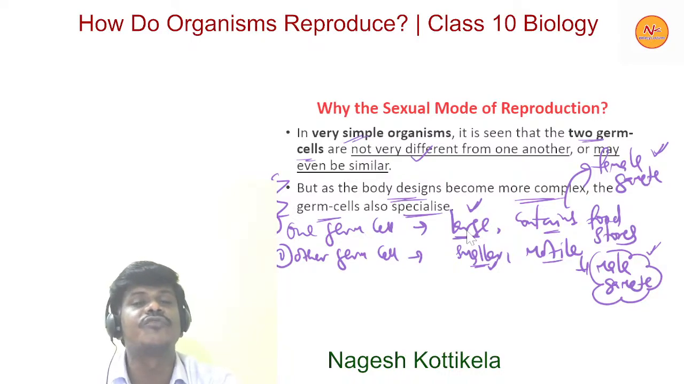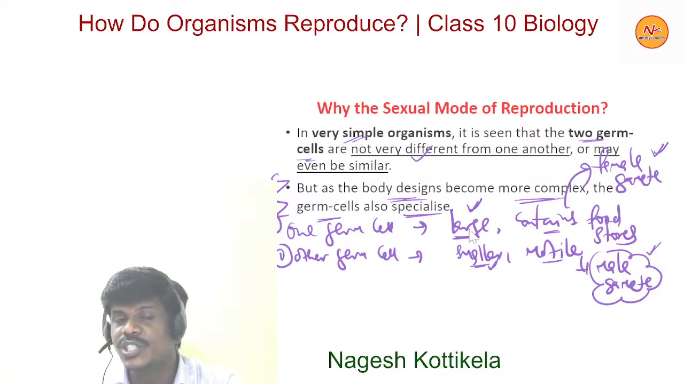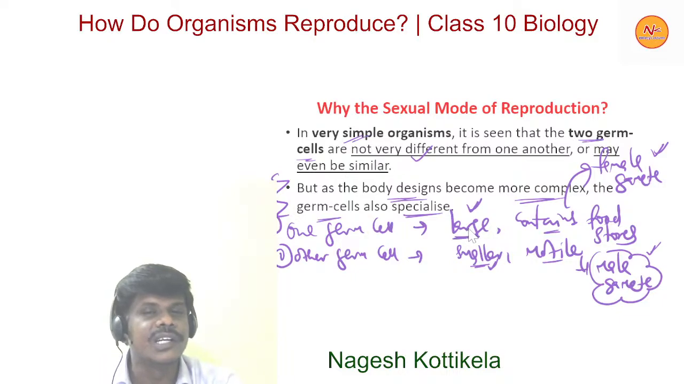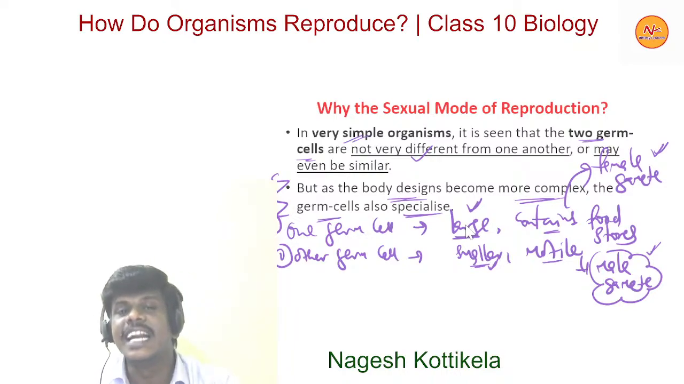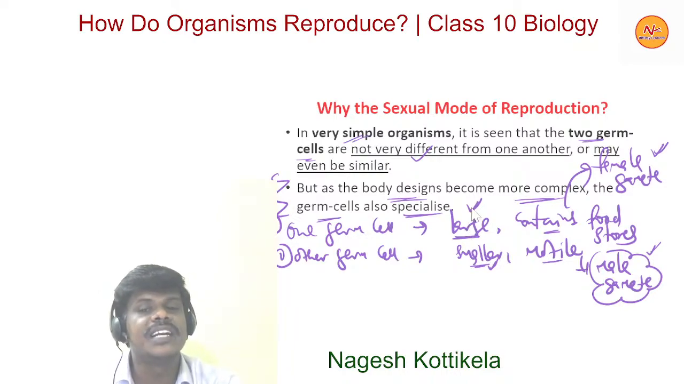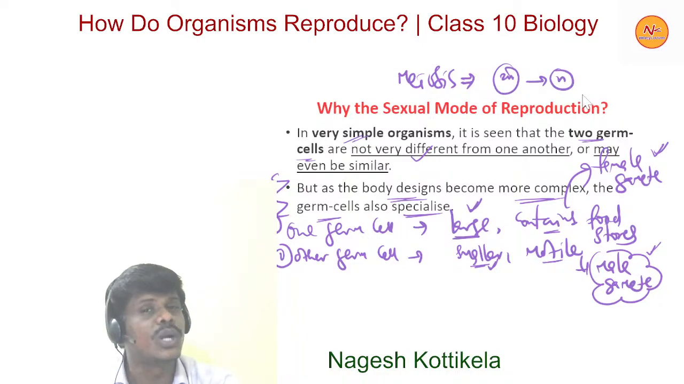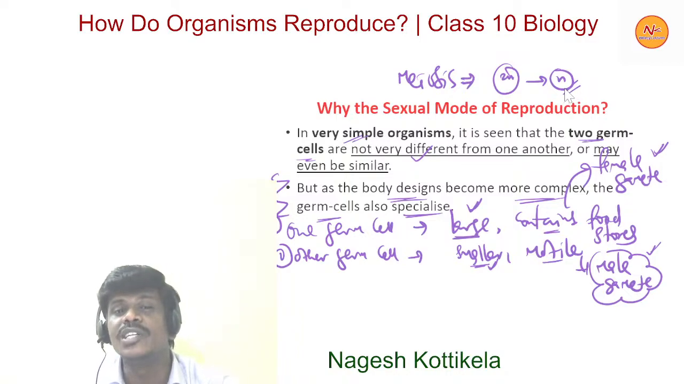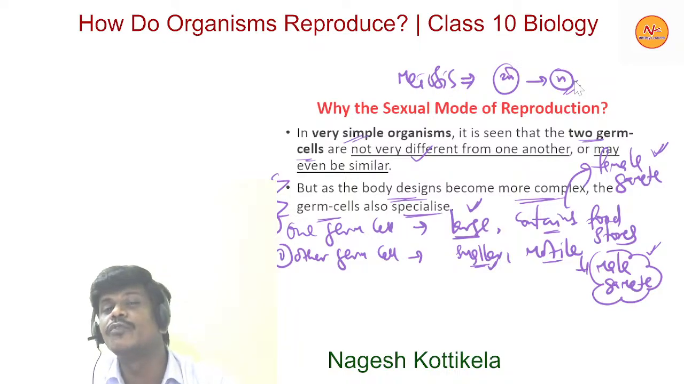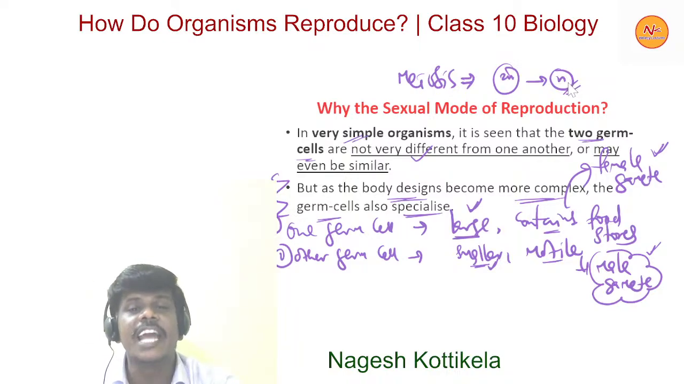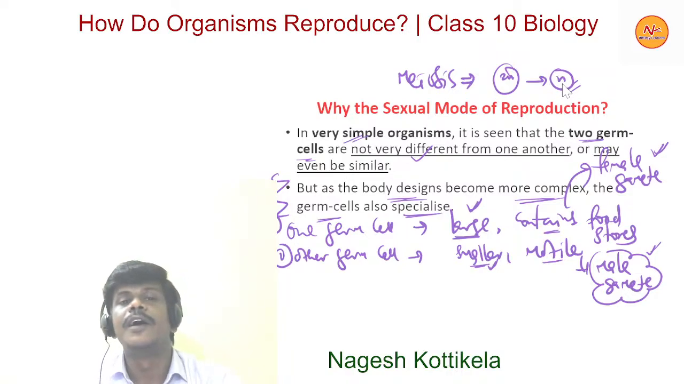These germ cells are formed because of meiotic divisions, and this meiosis is found in sexually reproducing organisms. Meiosis is called reduction division because diploid parent cells give rise to haploid daughter cells. This haploid condition is very important because when these haploid gametes fuse, the diploid condition is again maintained in the new generation. So this is sexual reproduction.